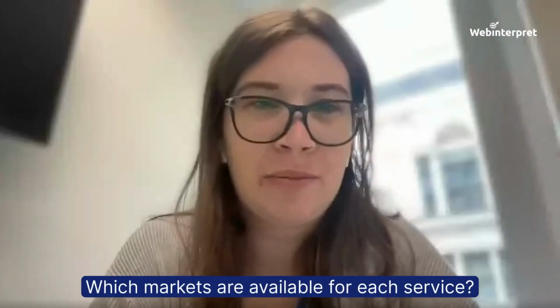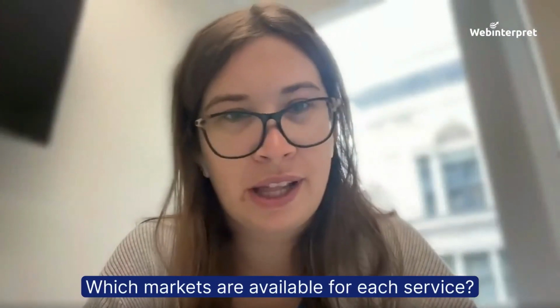Which markets are available for each of these two services? The same markets are available for Standard and Advanced. The only exception is the Spain market, which is for now not yet available on the eBay side, so we were not able to put it live on our side either. But for all of our other markets, we are supporting it.